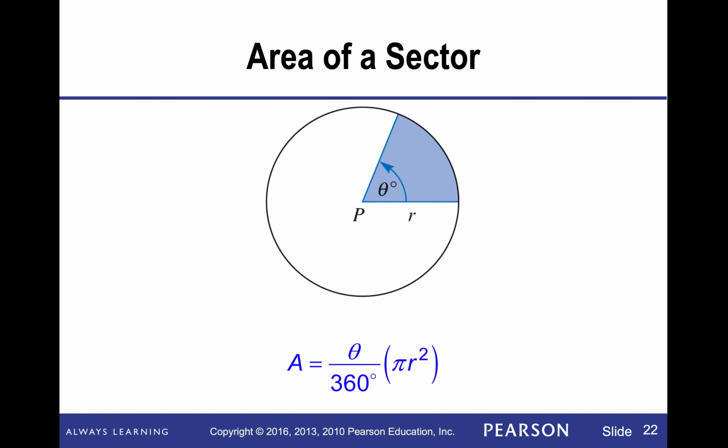The area of a sector is very similar to what we did in the first lecture. We're just going to account for the size of the angle in relation to the entire circle and how many degrees are in a circle.